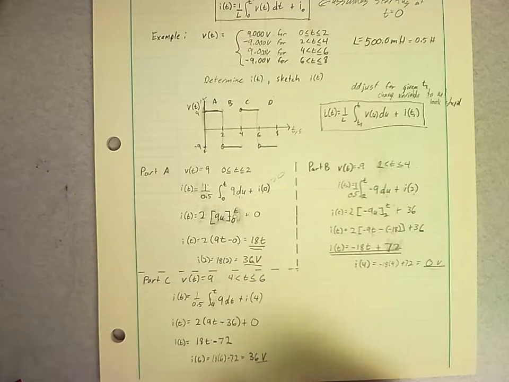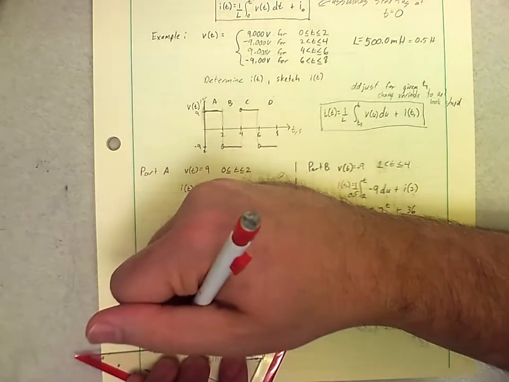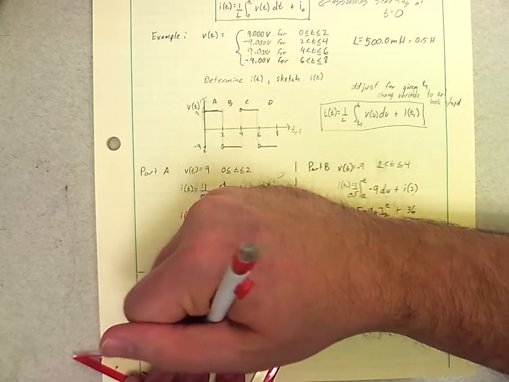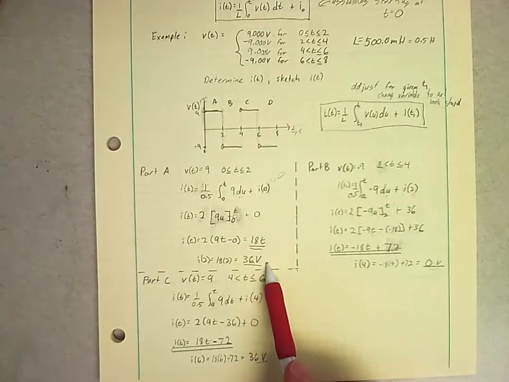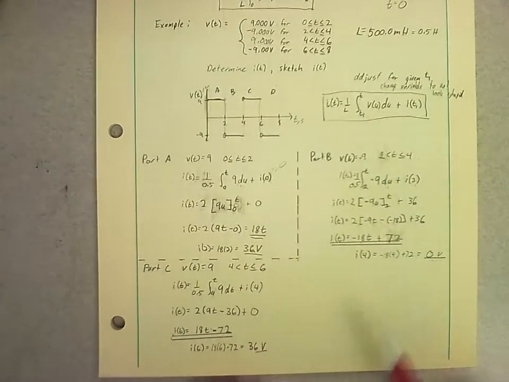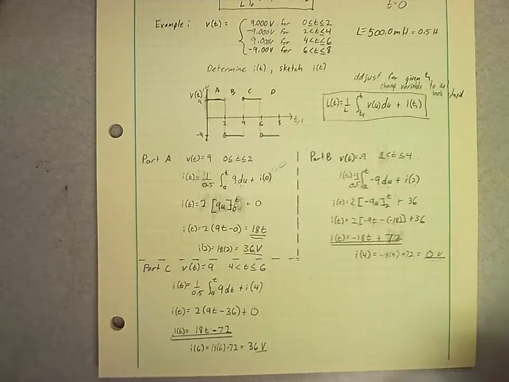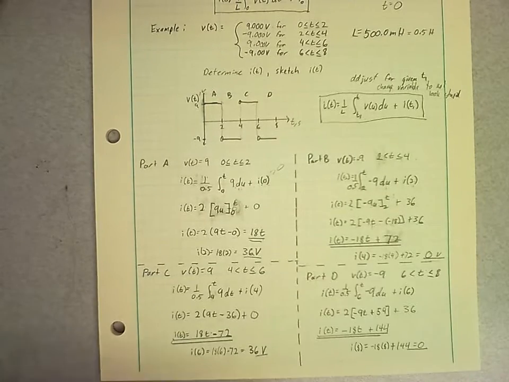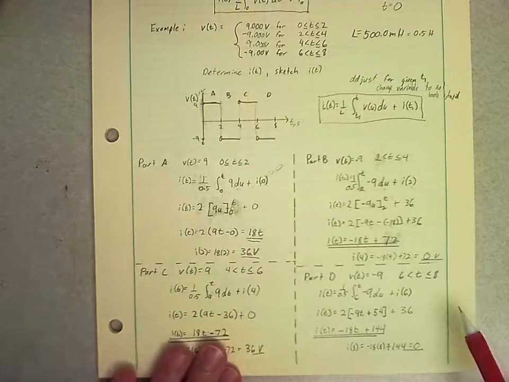And again, it's not surprising that my end voltage turns out to be the same end voltage that I got from part A, because essentially I got back down to 0. I apply the 9 volts again for the same amount of time, it should climb to the same value. Part D just appears like magic.